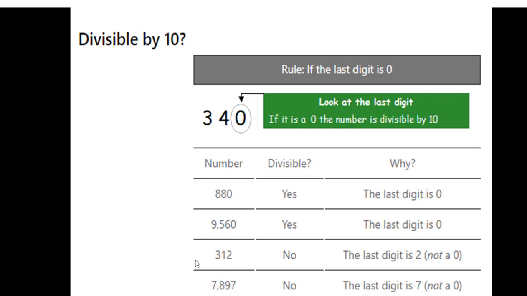Then in the next two examples, you can see that the last digit is not 0. Here the last digit is 2 and here the last digit is 7. So these two numbers are not divisible by 10.